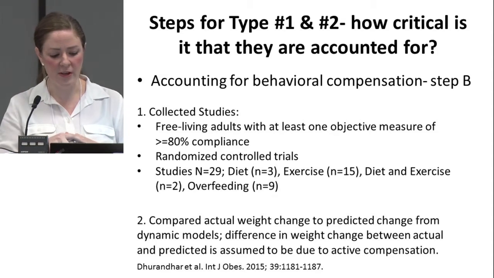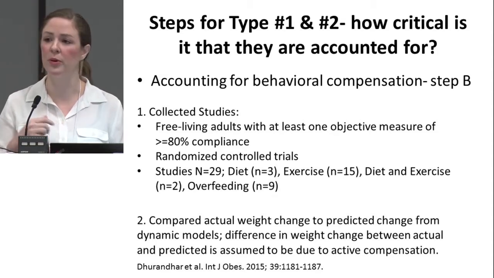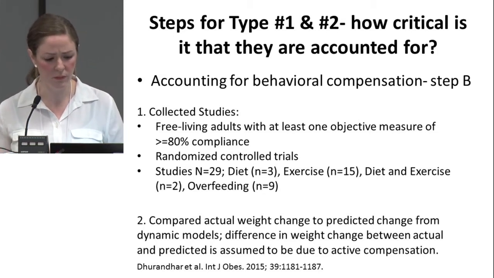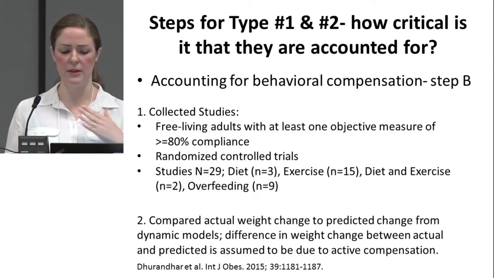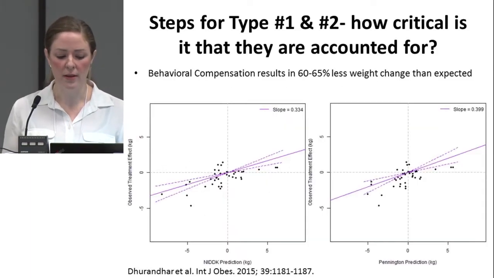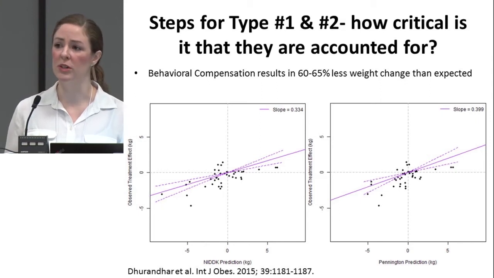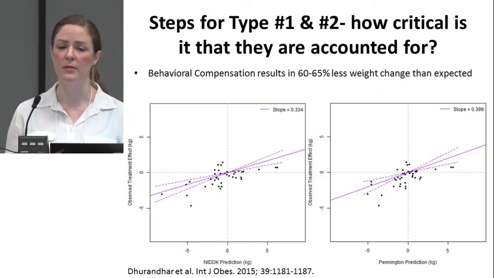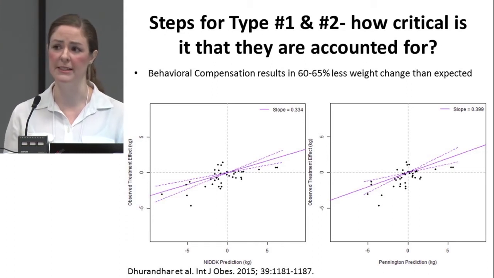And when we compare the actual weight change in those studies to the predicted change from the dynamic models that account for all the metabolic compensations that happen, this is what we see. We see that the weight loss is about 60 to 65% less than what you would expect from both the Pennington model that Dr. Thomas has built and the model that Dr. Hall has built from NIDDK.